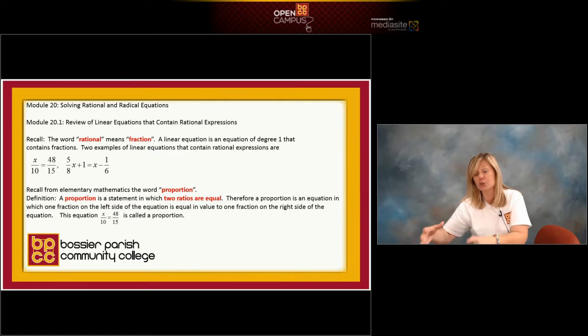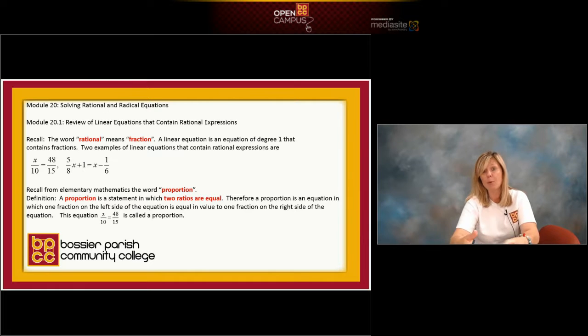Remember, the word rational just means fraction. And to be a proportion, you must have an equation with one fraction on the left, one fraction on the right. So a proportion is a rational equation. It's just a special type.